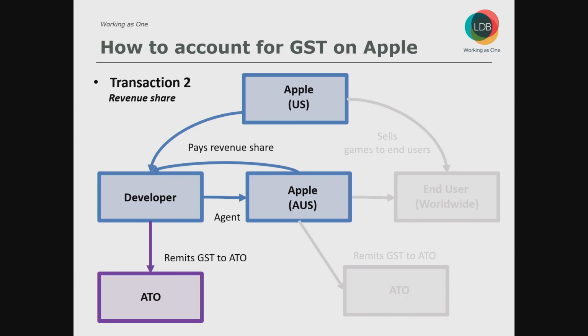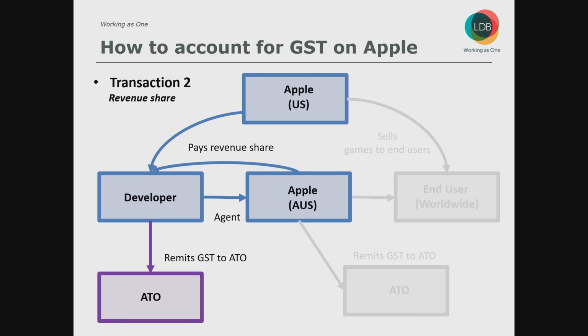The second part of the transaction with Apple here is the revenue share between the developer and Apple. So Apple collects the gross sales from all end users after deducting and remitting any sales taxes, either from the Australian end users or the worldwide end users. They deduct a commission for their service, and then they pay the developer the remainder of the cash.